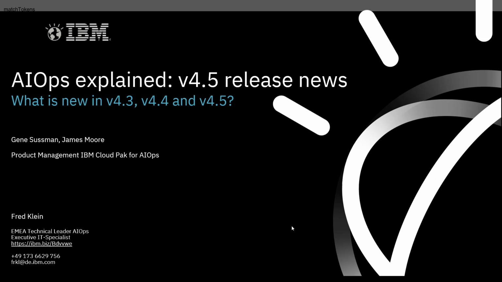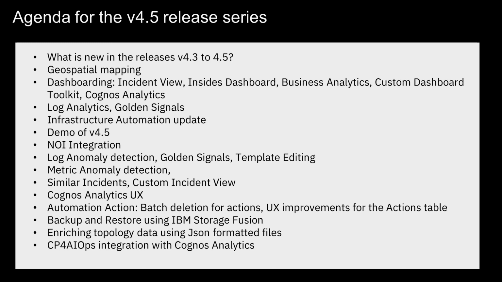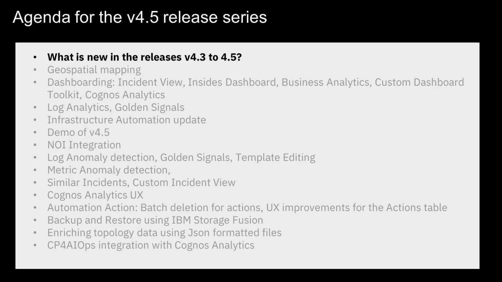For that we do have the two product managers here, Sussman and James Moore. The larger series will happen around all these topics that we have had in an internal enablement, and out of this internal enablement we are going to carve out a number of videos which are presented in this series. Today we are going to focus on what has happened between version 4.3, which was released last December, 4.4 in January this year, and 4.5 a little later. Today we are on 4.5.1, so we do have quite a number of releases ongoing.